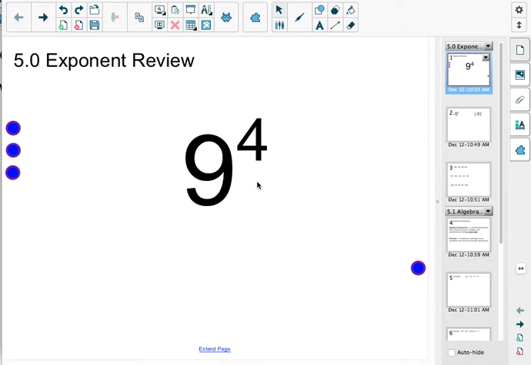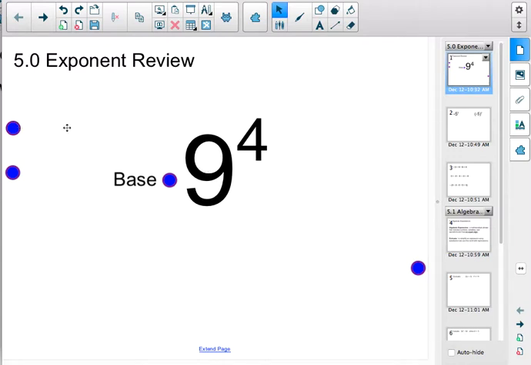This is a very fast video to review exponents, just in case you need that review. This is an expression, 9 to the 4th power. The 9 is called the base of the problem. The base is the number that gets used as a factor over and over again.